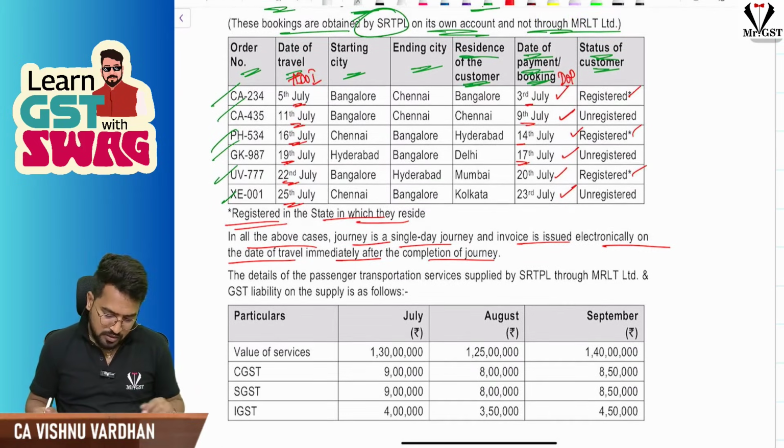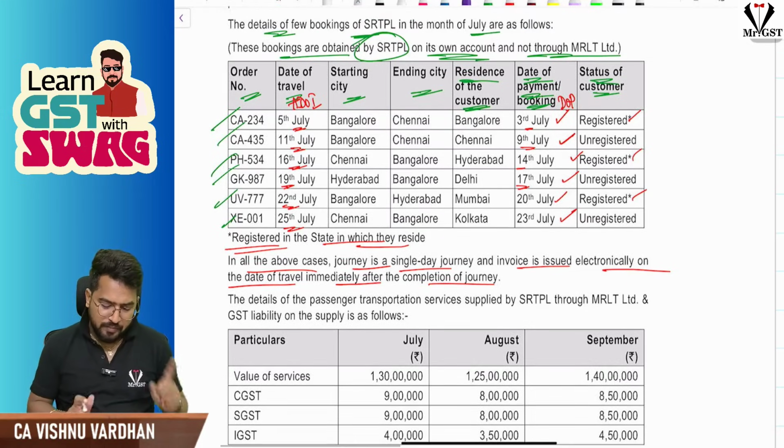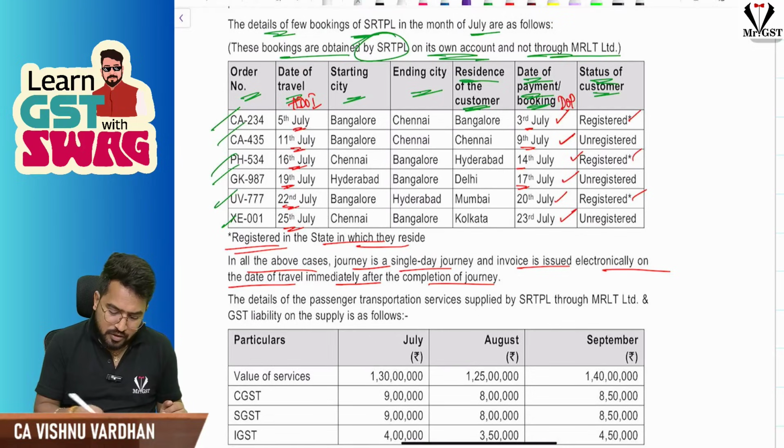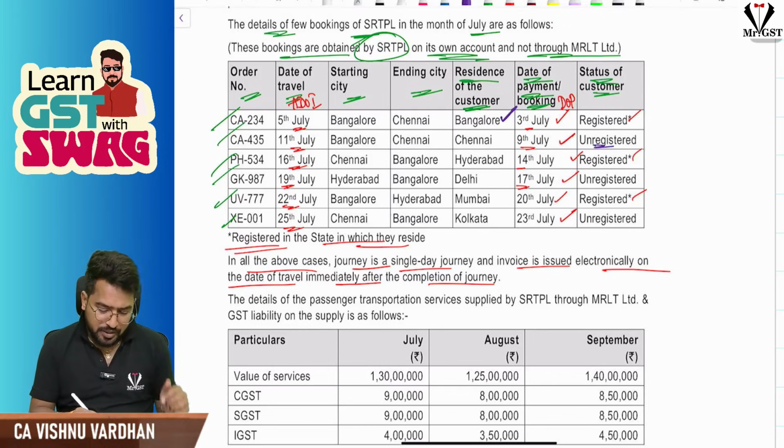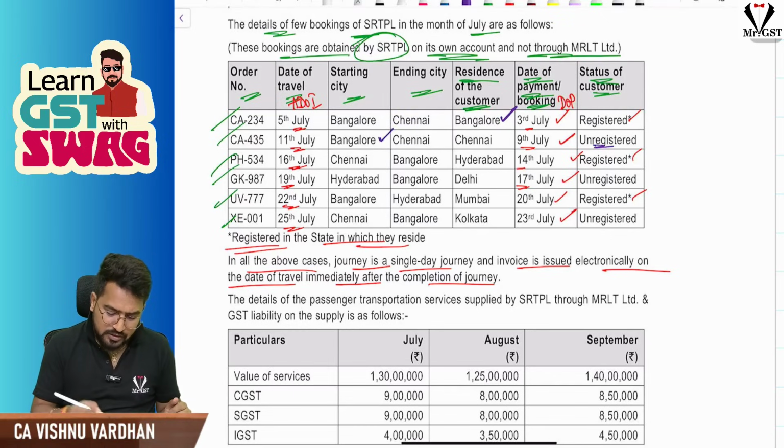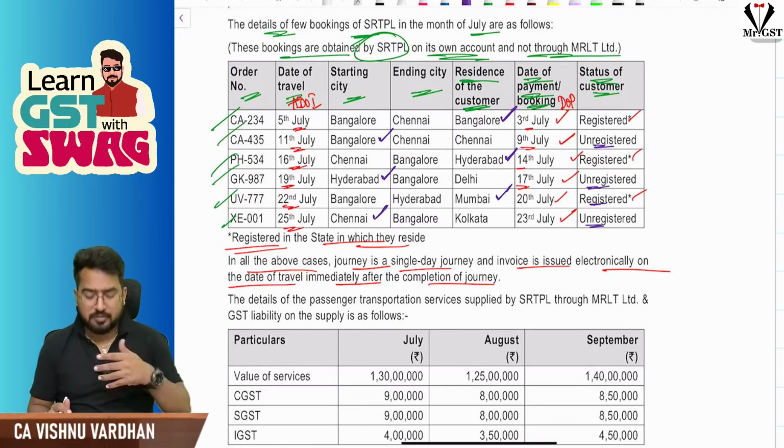Next, there is a place of supply related question. When the customer is registered, where he is registered, that is the place of supply. Because he is from Bangalore and registered in Bangalore, this is the place of supply. In the second case, he is an unregistered person, so the embarking point, Bangalore, the starting city, is the place of supply. For the next one, Hyderabad will be the place of supply because he is registered there, no matter where the journey is happening. For registered, it is where he is registered; for unregistered, it is the starting point. Mumbai, for unregistered, the starting point. So place of supply is also calculated.